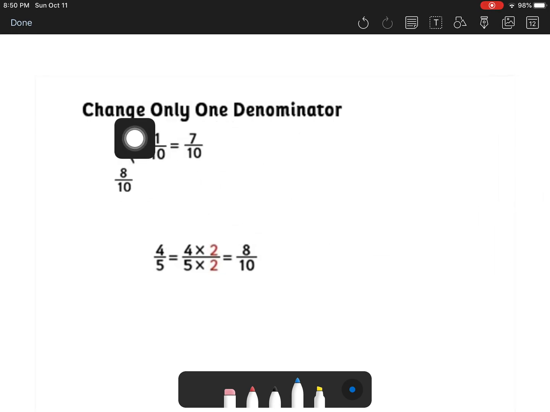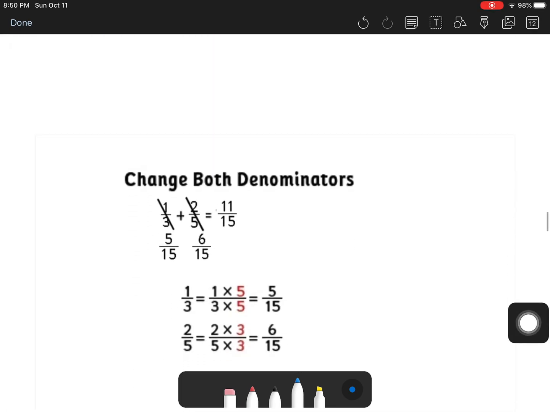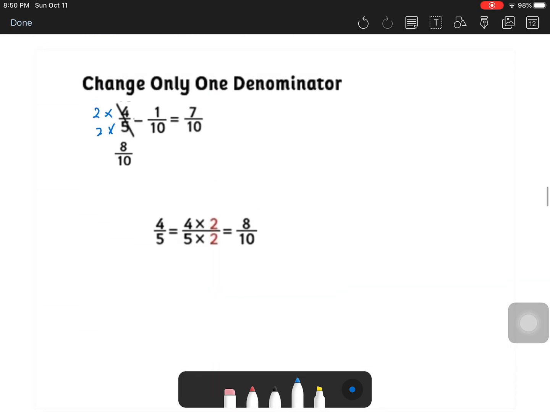Sometimes you can get by with changing only one denominator. That happens when the bigger denominator is a multiple of the smaller. On this one, we can multiply by 2 and change that to a 10, and then 2 times 4 is 8, and 2 times 5 is 10, so then we can add 8/10 and 7/10 and get our solution that way. I guess they didn't write the solution. So 8/10 plus 7/10, we're going to get 15/10 for our answer.